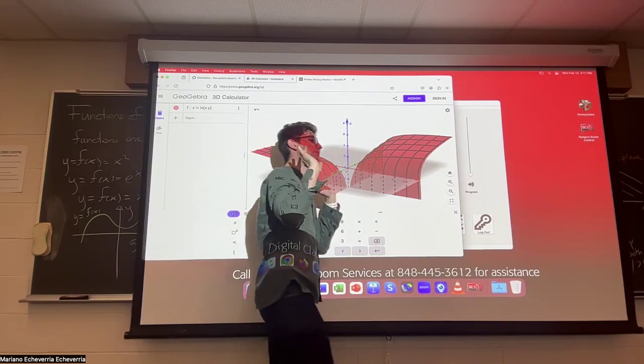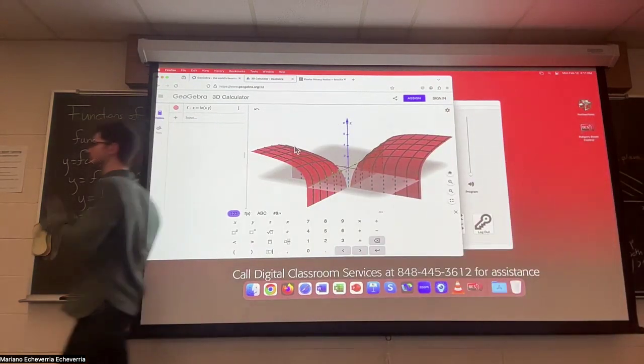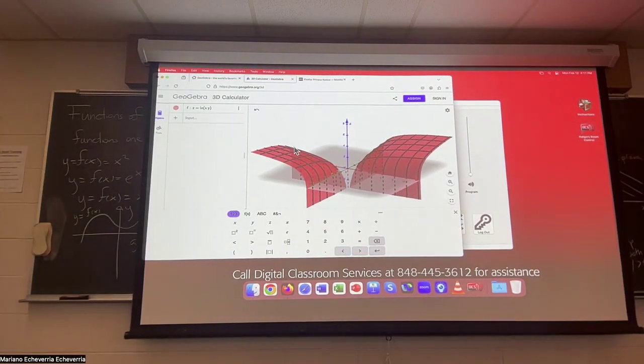But the important thing I'm trying to make is that one thing is the domain, which is on the XY plane, and the other thing is the graph, which lives in space. So let me write that down to make that distinction more clear. Is that making sense?